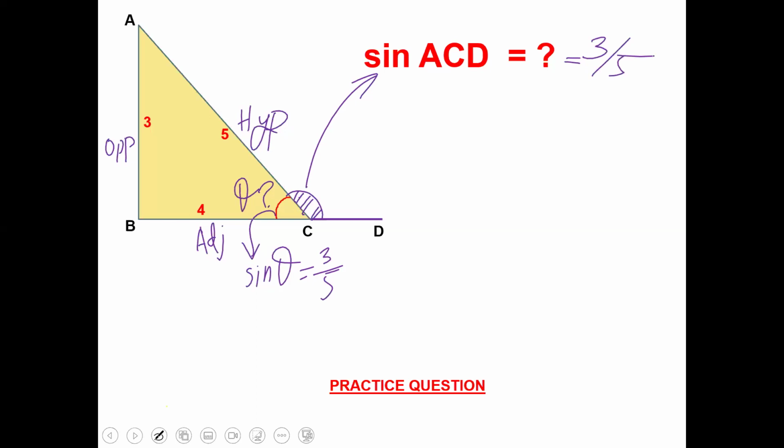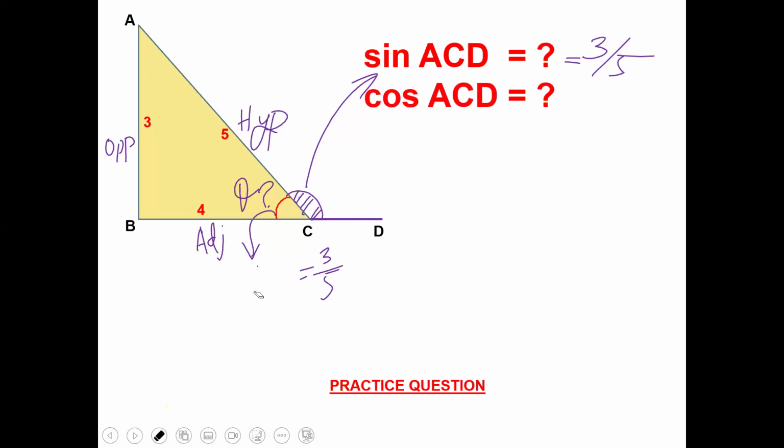Why does it have the same value? Because the two are supplementary. Yes. Now the same rule applies. How can I find cos ACD?